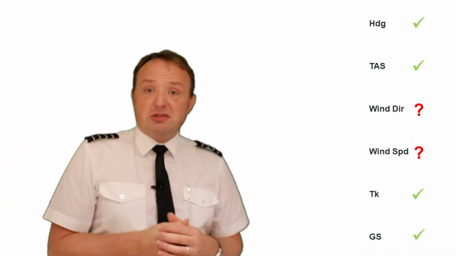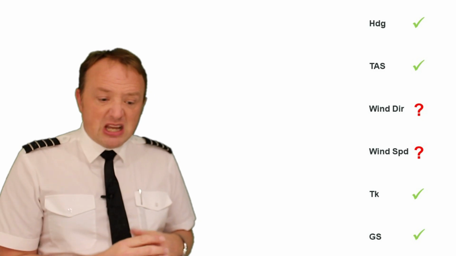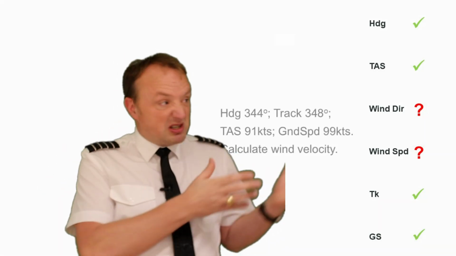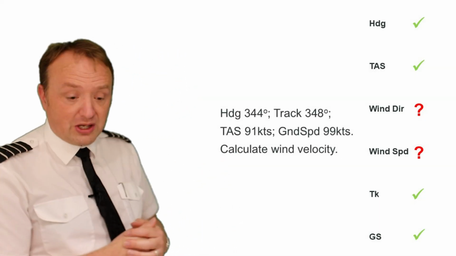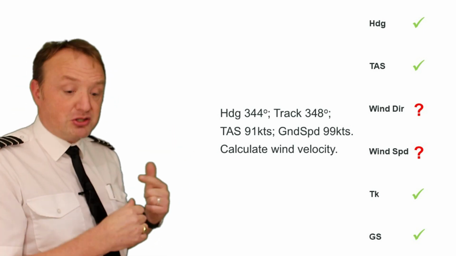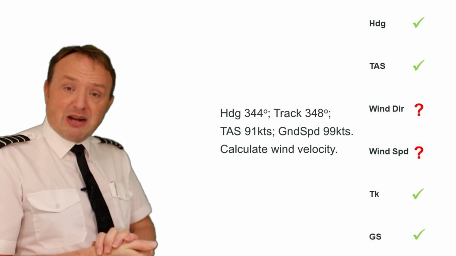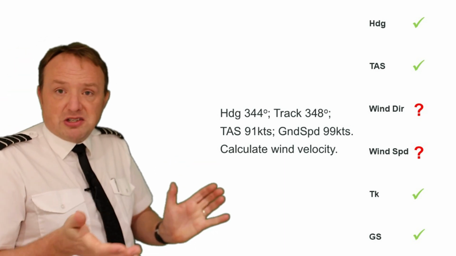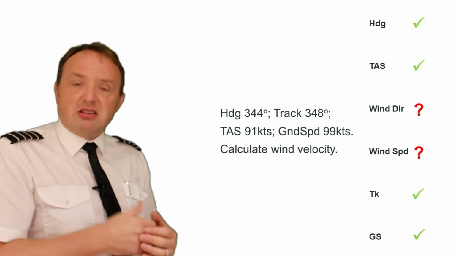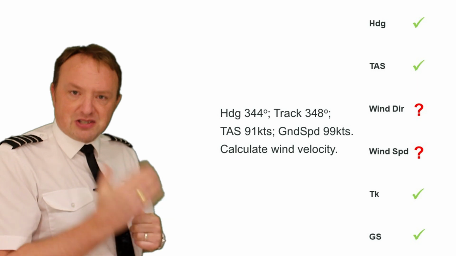Now, sometimes you're not given the wind velocity. You're asked to calculate the wind velocity. So let's look at this example here. Again, what have we got? We've got heading, we've got track. That means we've got drift. We've also got true airspeed and we've got ground speed. So all we need to do is put those data onto our CRP5 somehow and see what it gives us in terms of the wind. So let's have a look at this one.